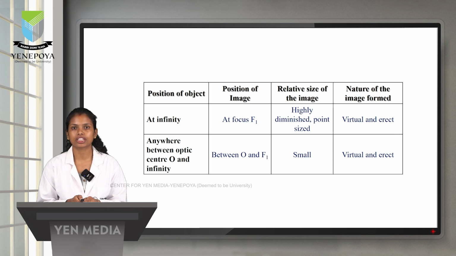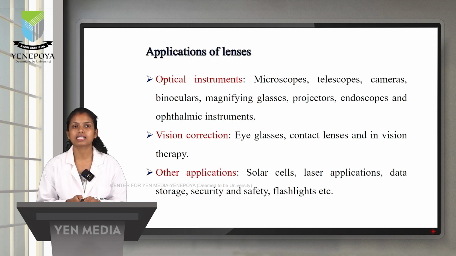And all these configurations enable the lenses to be used in various fields. The lenses are widely used in optical instruments such as microscopes, telescopes, cameras, binoculars, magnifying glasses, projectors, endoscopes and ophthalmic instruments. It is also used in vision correction for eyeglasses, contact lenses and in vision therapy. The lenses are also used in solar cells, lasers, data storage, security and safety, flashlights, etc.